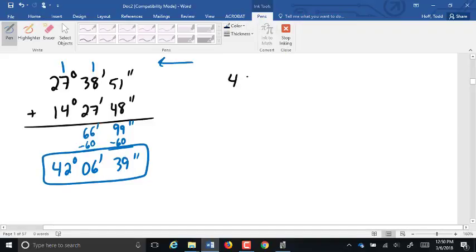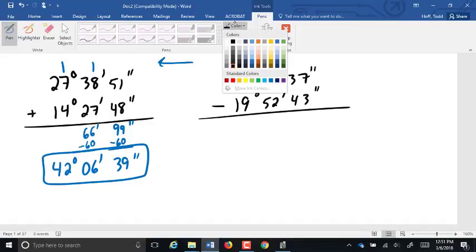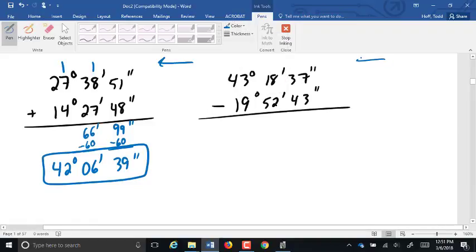The other side of that, we might have something like 43 degrees, 18 minutes, 37 seconds, and we may subtract 19 degrees, 52 minutes, and 43 seconds. Again, just like any other subtraction, we start on the right and we work our way back to the left in case we need to borrow.